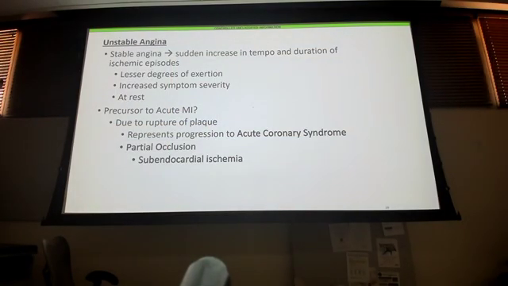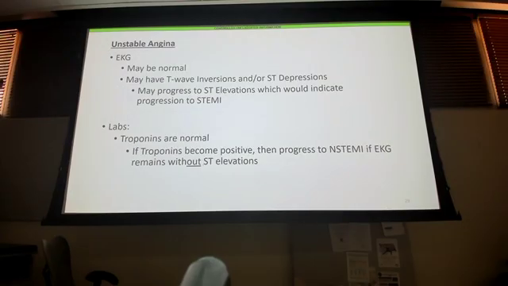And this just summarizes the clinical syndromes that you see. With unstable angina, you see the partial occlusion leading to subendocardial ischemia. The EKG may be normal, but you may see those T-wave inversions, ST depressions, and the troponins are always normal. If they become positive, it has progressed in that spectrum of the anginal equivalents.